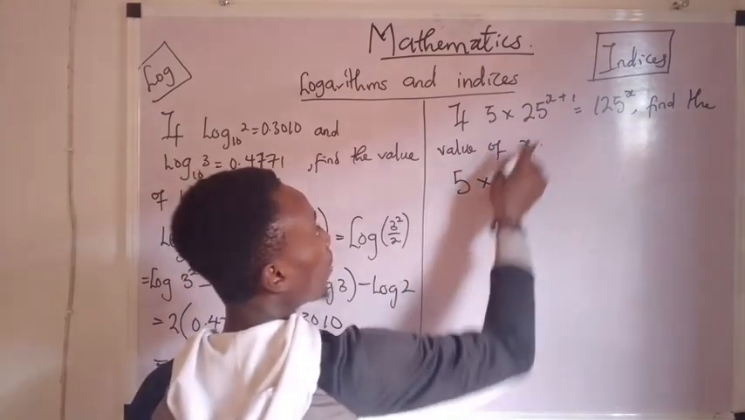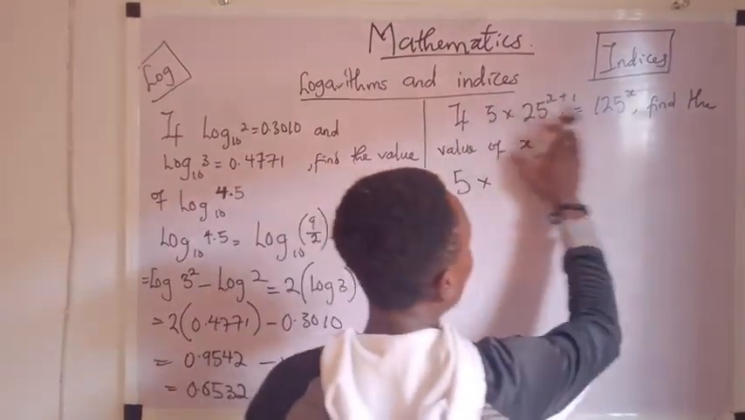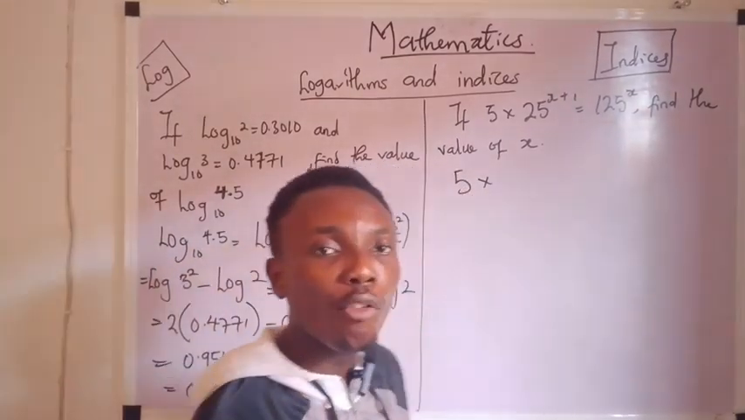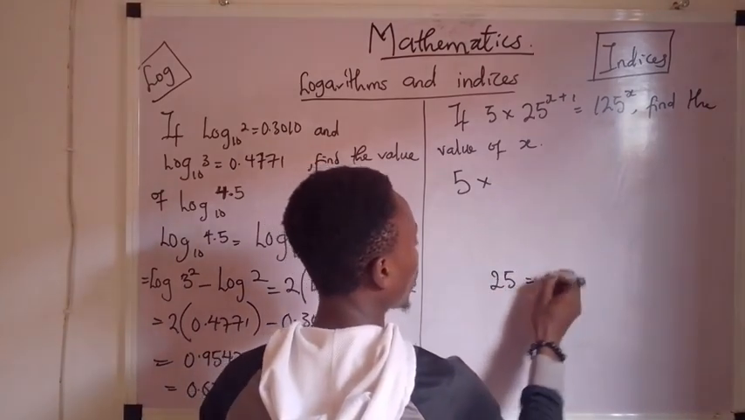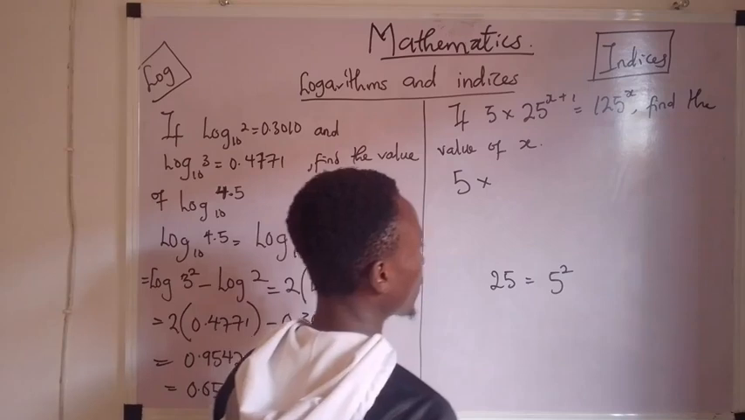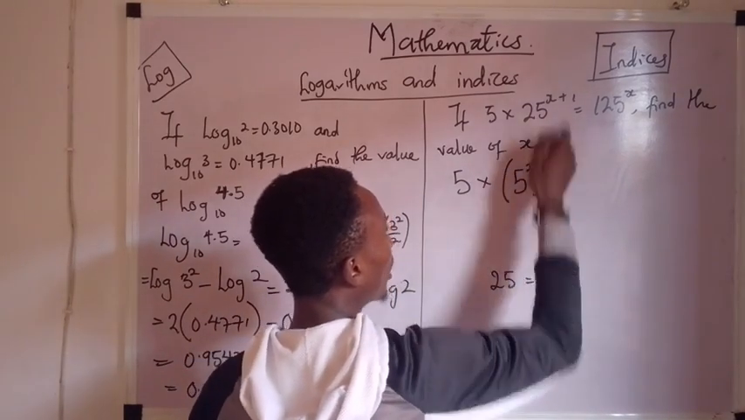Now if you apply the law of indices well, you have 5 times what? Convert this one now to 5 raised to power something, because the three of them can have a common base number of 5. Now 25 is actually what? 5 raised to power 2, right? Okay, so when we substitute it, we can now have 5 raised to power 2 raised to power x plus 1.